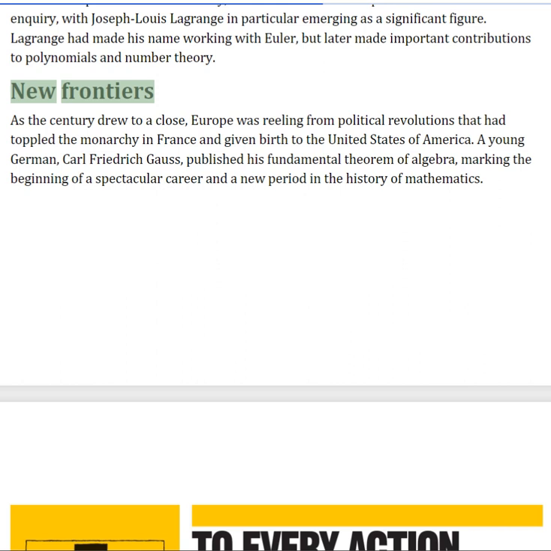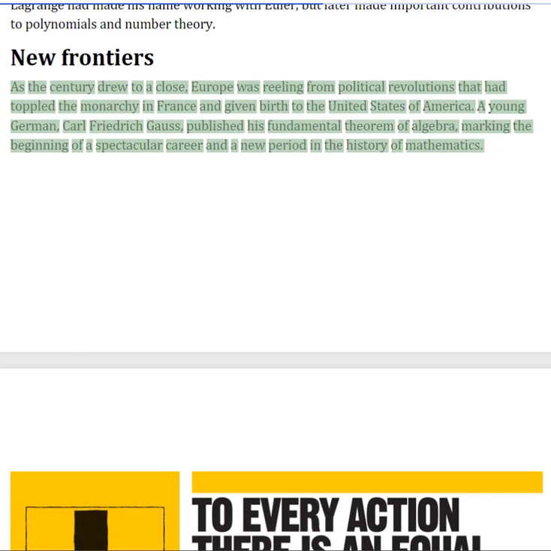New frontiers. As the century drew to a close, Europe was reeling from political revolutions that had toppled the monarchy in France and given birth to the United States of America. A young German, Carl Friedrich Gauss, published his fundamental theorem of algebra, marking the beginning of a spectacular career and a new period in the history of mathematics.